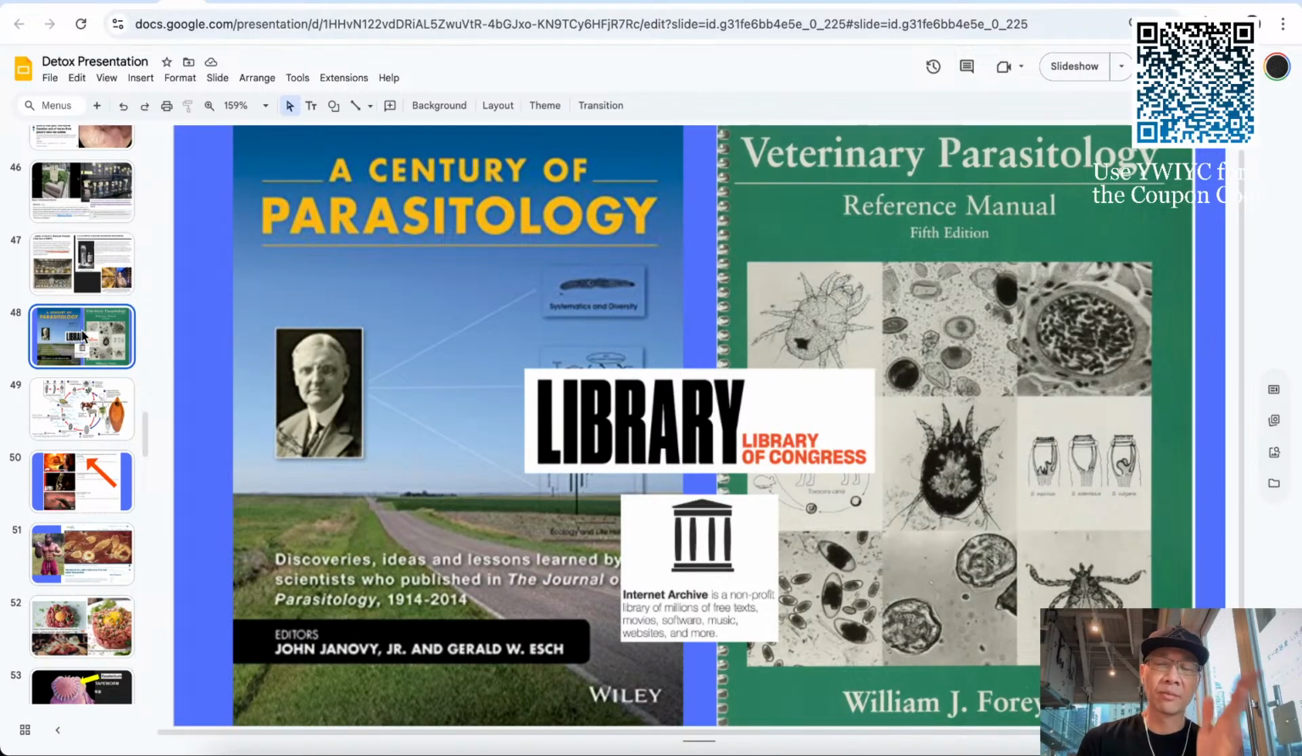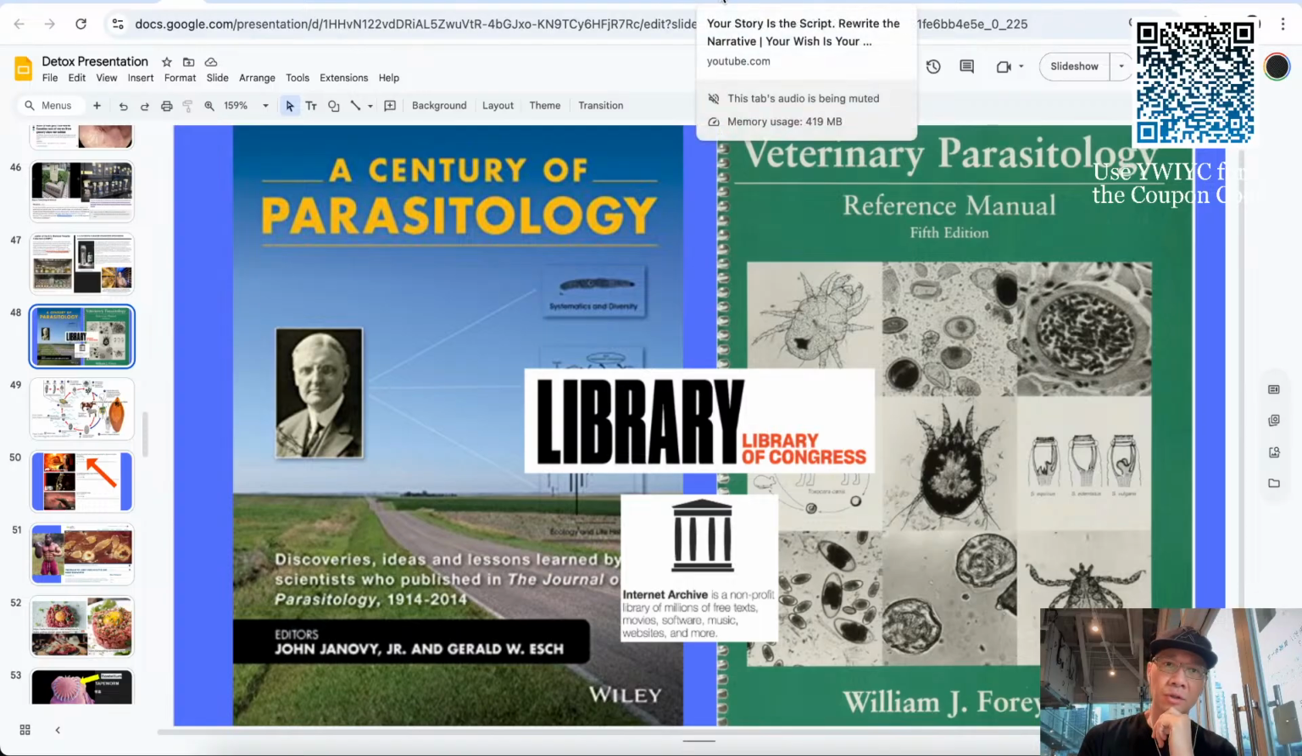If you want to find information on this for free, you can go to the Library of Congress, go to archive.org. There's a lot of free information online for you to learn parasitology. All for free. But you have to want it, right?